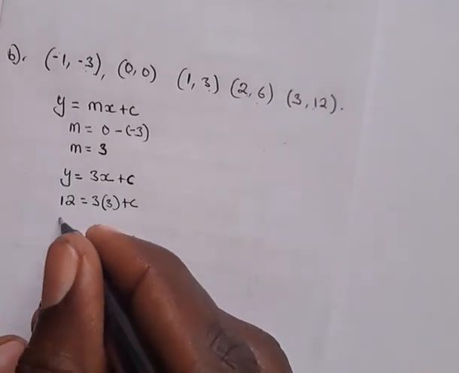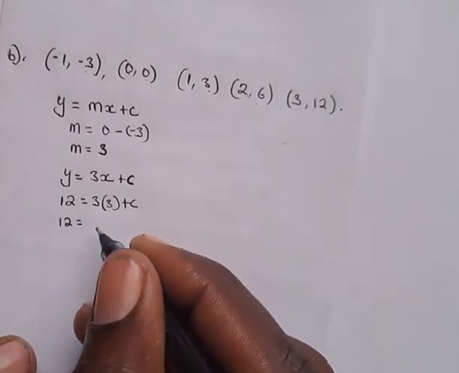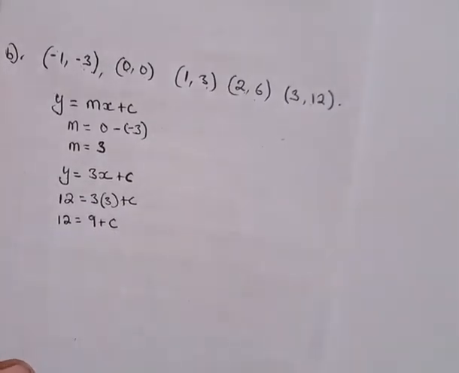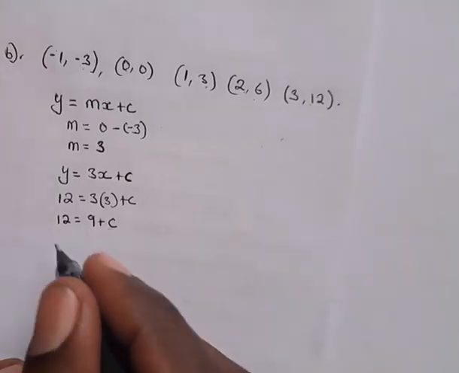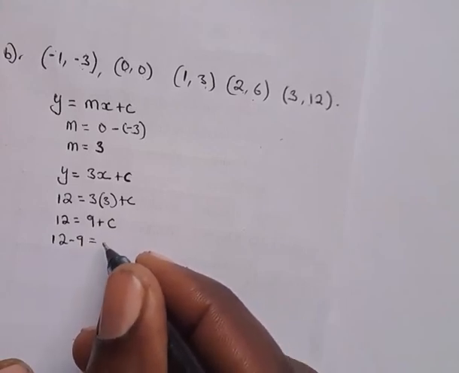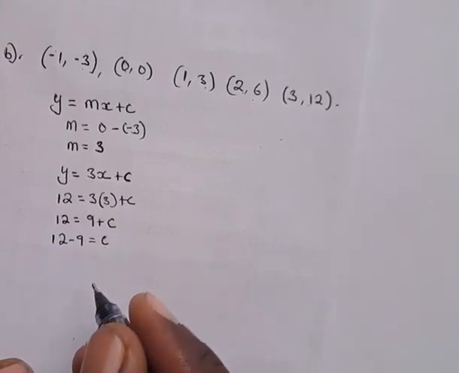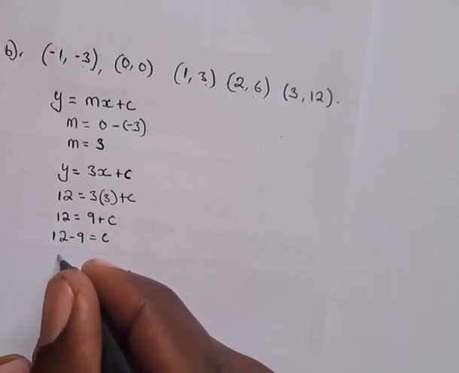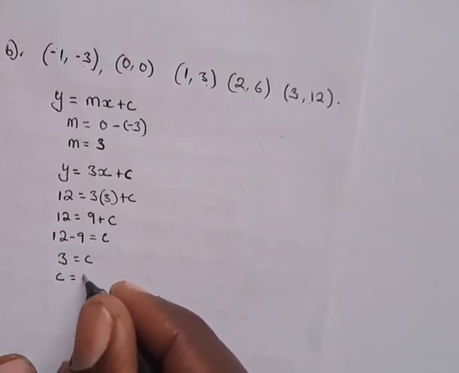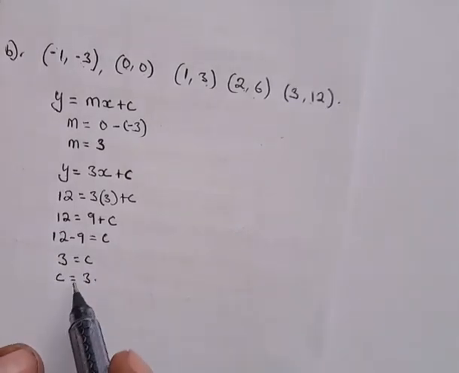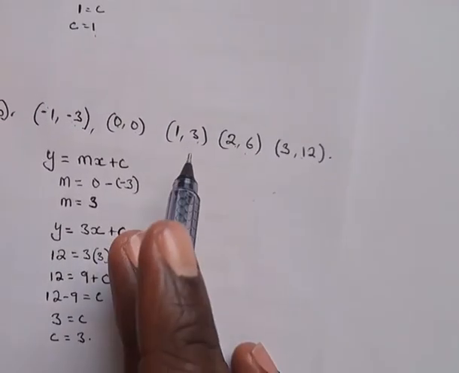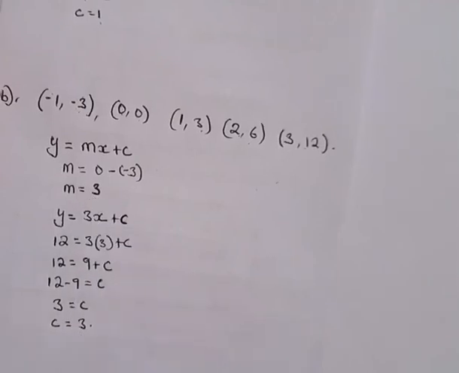Then we'll have 12 is equal to, we expand here, 3 times 3, that is 9, plus c. Finally, when we collect the like terms, we have 12 minus 9 is equal to c. So 12 minus 9, that is 3, is equal to c. Or better still, c is equal to 3. Could this be a coincidence? Remember here m is 3 and also c is 3.